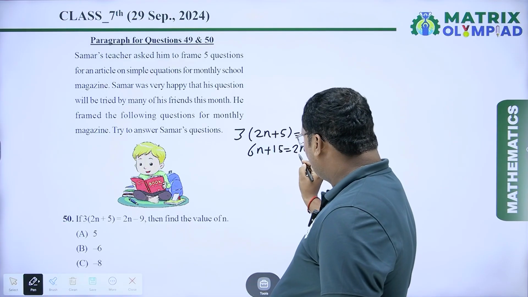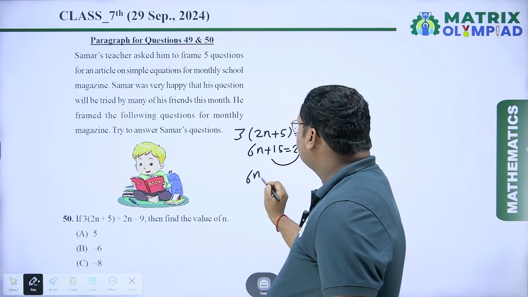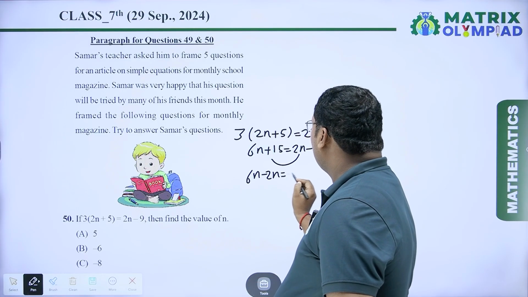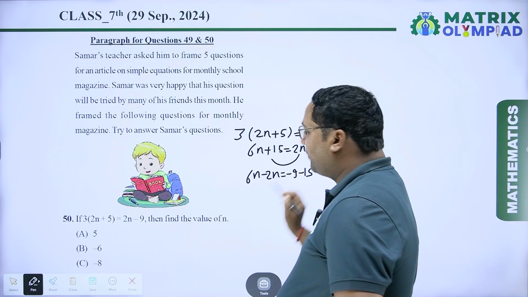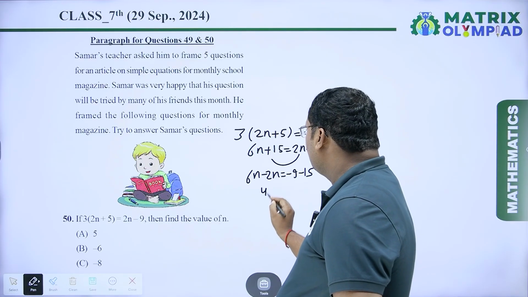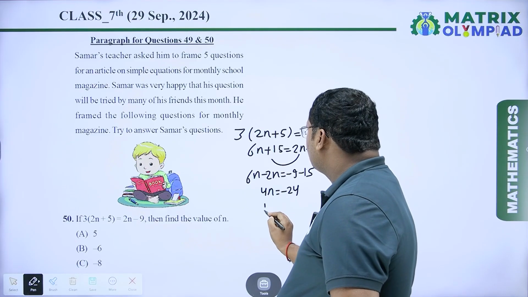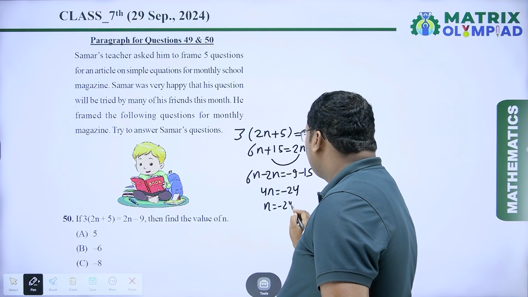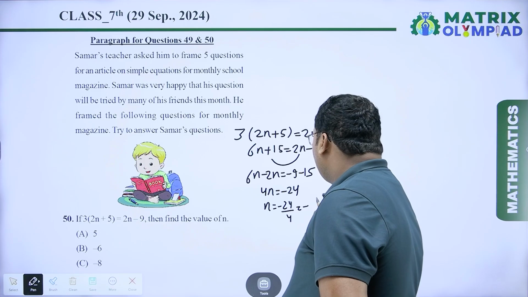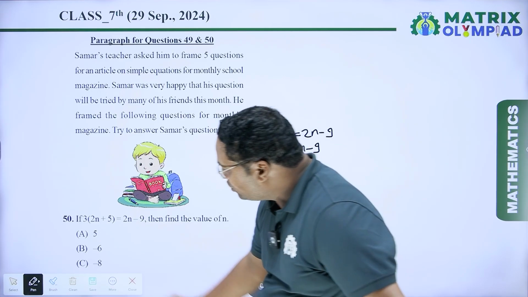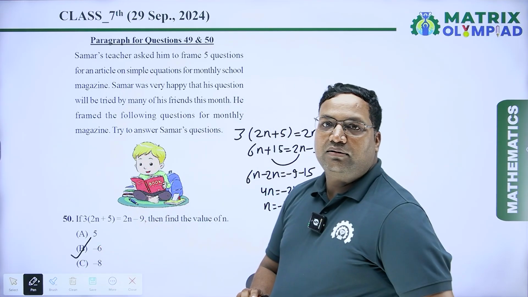So here this 2n comes here. So it is 6n - 2n is equal to -9 - 15. 6n - 2n is 4n, and -9 - 15 is -24. So n equals -24 by 4, and we will get n equal to -6. So option number B is correct.